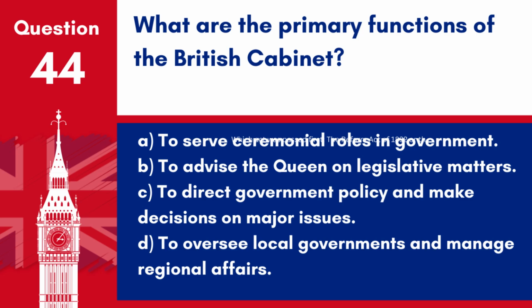Question 44. What are the primary functions of the British Cabinet? A. To serve ceremonial roles in government. B. To advise the Queen on legislative matters. C. To direct government policy and make decisions on major issues. D. To oversee local governments and manage regional affairs.